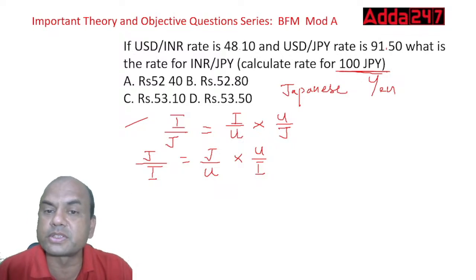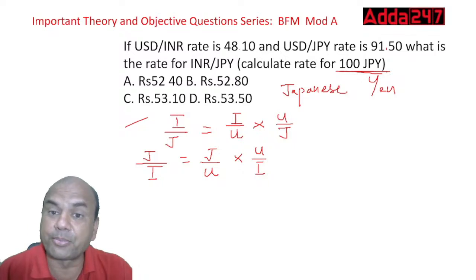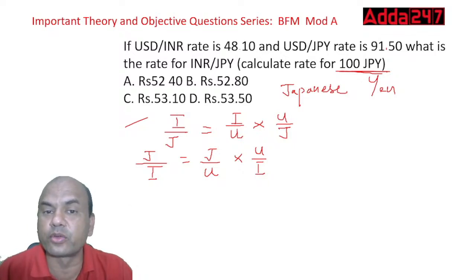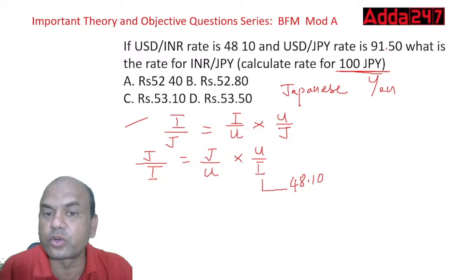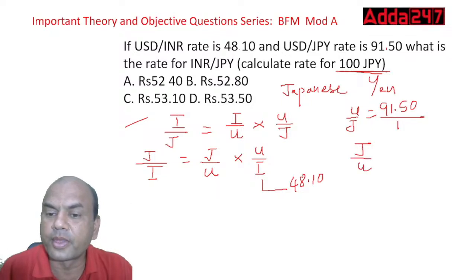So JPY to USD, what is the rate? JPY to USD. And USD to INR, you know it. See here, this is 48.10. And this JPY to USD, you don't know. This is 91.50, but that is USD to JPY. So if I want JPY to USD, it is upon 1. So JPY to USD will be 1 upon 91.50. Okay, that will be the rate.